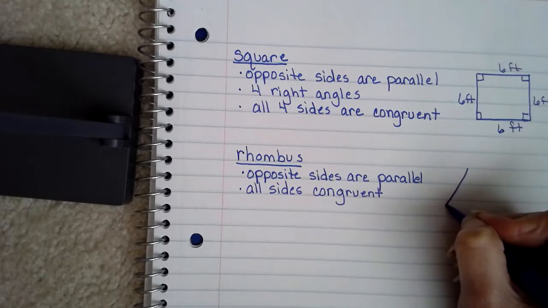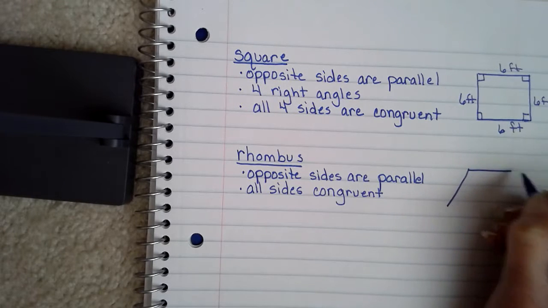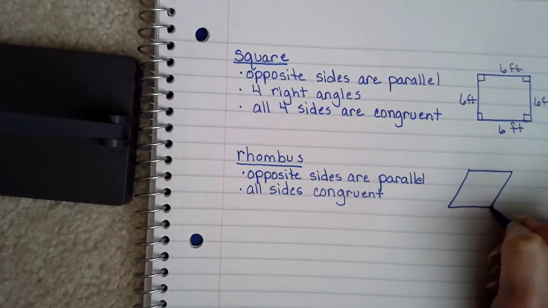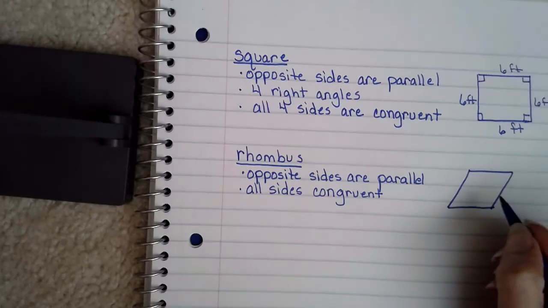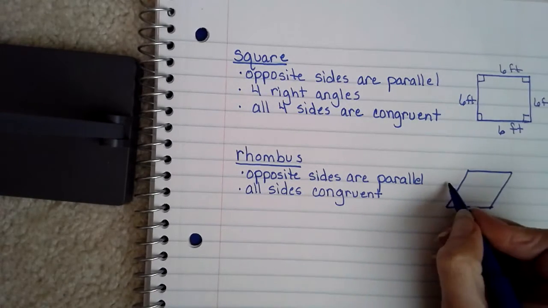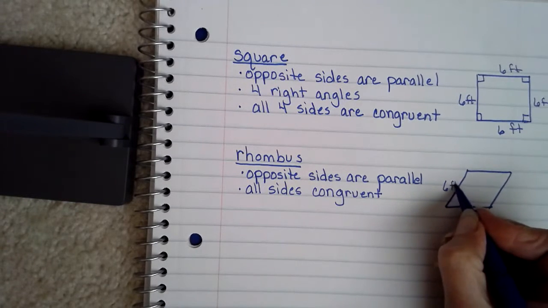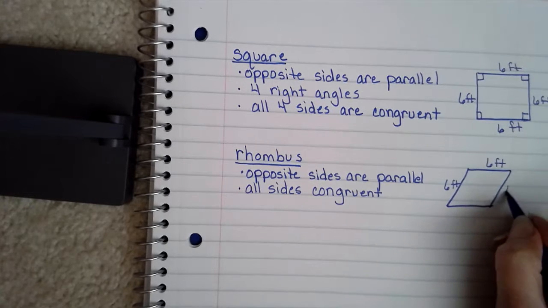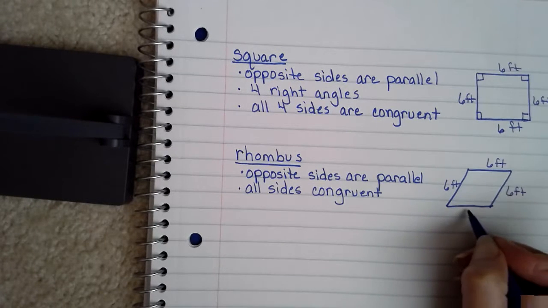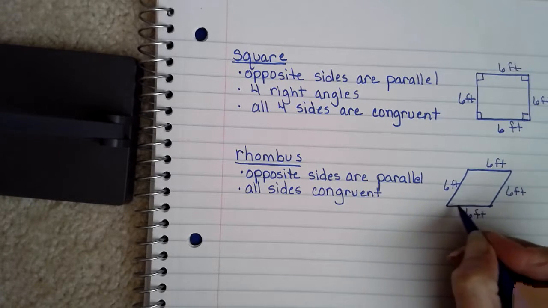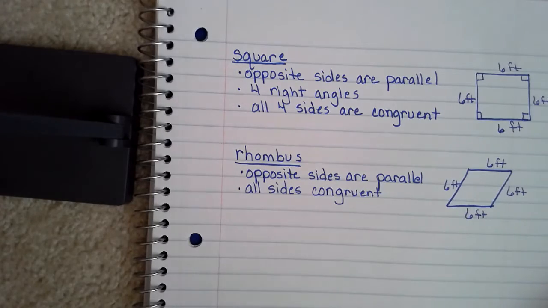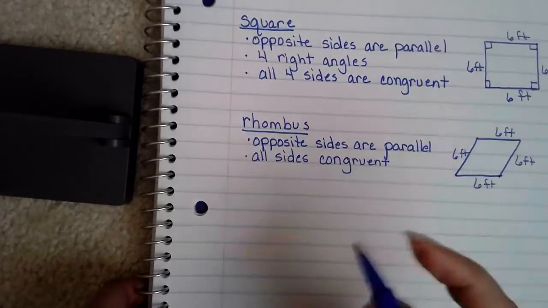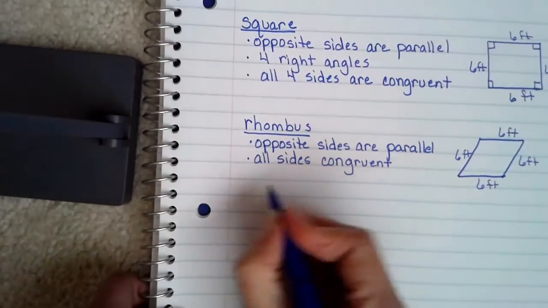So it's like if you took a square and you squished it. So it looks like a parallelogram because it is, but it happens to have all the sides congruent. So again, if we took that 6-foot one up here and we just squished it to the side, you'll notice the difference is that the angles are not right angles. Okay. And then let's talk about a trapezoid.